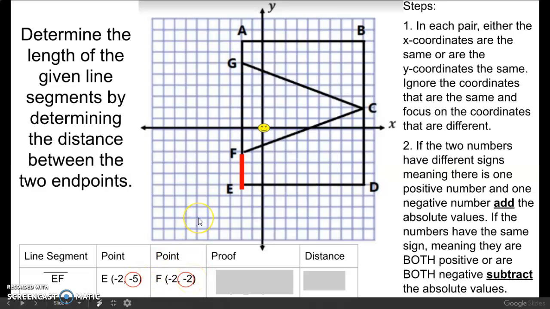Since they have the same sign, we have to subtract the absolute values. The absolute value of -5 is 5. The absolute value of -2 is 2. 5 minus 2 is 3. So the distance between the endpoints and the length of line EF is 3 units.